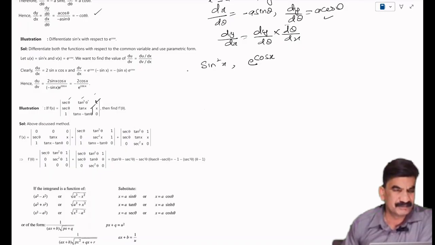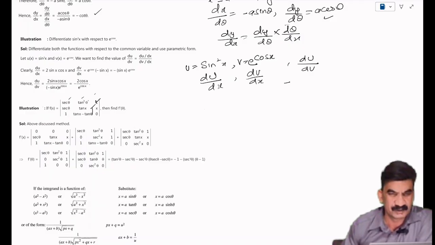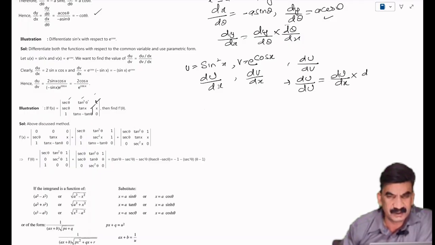My suggestion would be to give these variables some names, u and v. Remember, I need to get du by dv. But here I'll get du by dx, and here I'll get dv by dx. And the trick, you already know, is that du by dv can be written as du by dx divided by dv by dx. Divide or multiply, it's up to you. If you multiply, take the reciprocal into dx by dv, substitute the value, and you will get the answer. That's the point that I wanted to drive home.